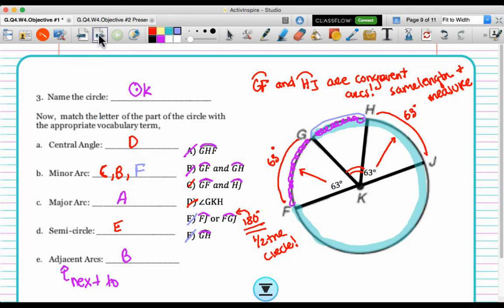Lots of vocab. Make flashcards or use the Quizlet to practice these. It's a lot.